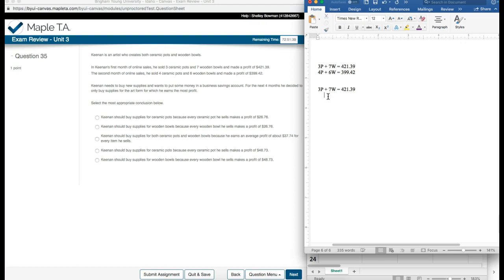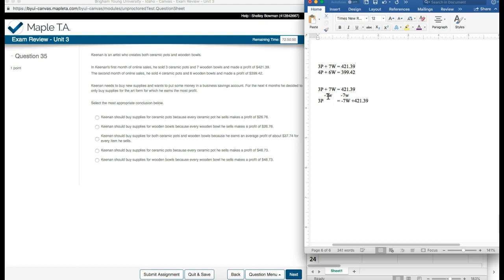So I'm going to subtract 7W. Oh, it's going to think that's a bullet here. I'm not trying to go for minus 7W. I hope it gets that. Yep. Okay, and then minus 7W on this side to keep it balanced. On the left-hand side, they cancel out, 7W minus 7W. So I'm left with 3P, and then on the right-hand side, I have negative 7W plus 421.39.